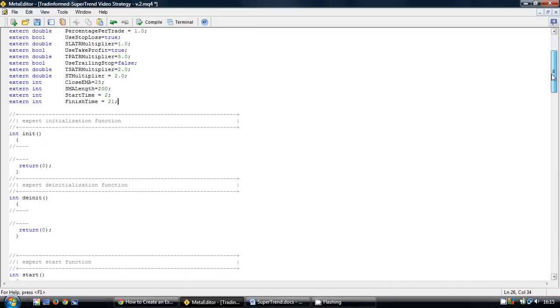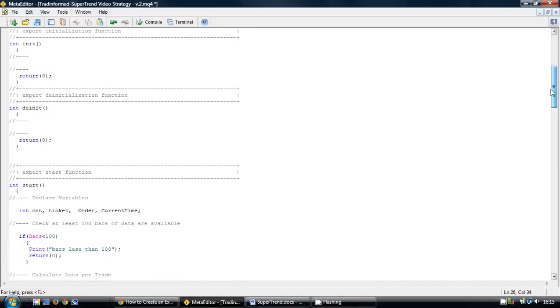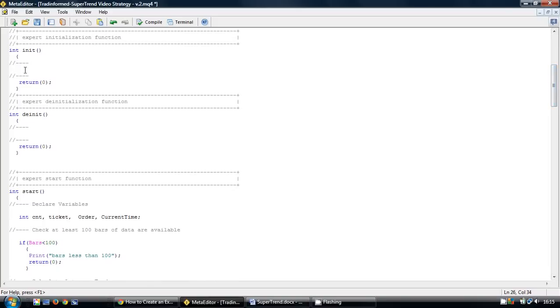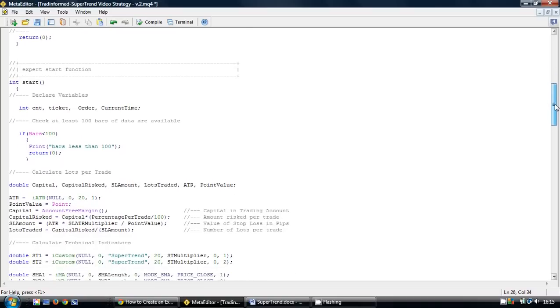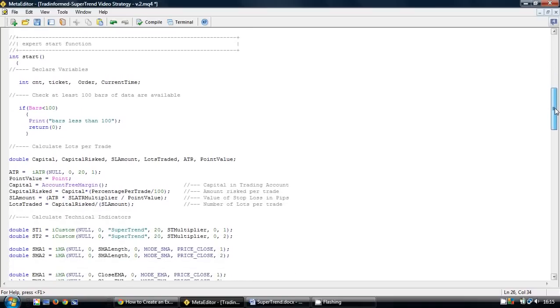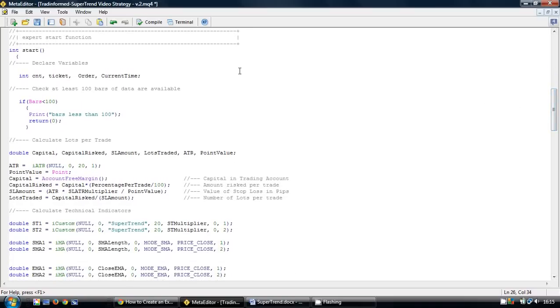Okay, I'm going to scroll down here through the program. We're not going to put anything in the initialization or the deinitialization function. Everything, all the calculations and the trading functions are going to be within the start function.